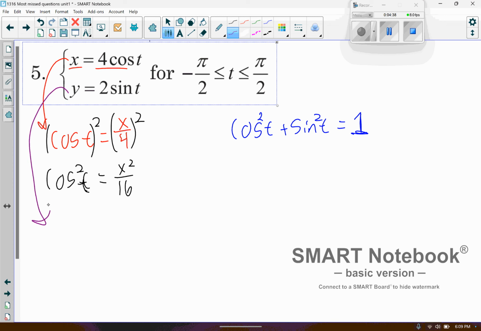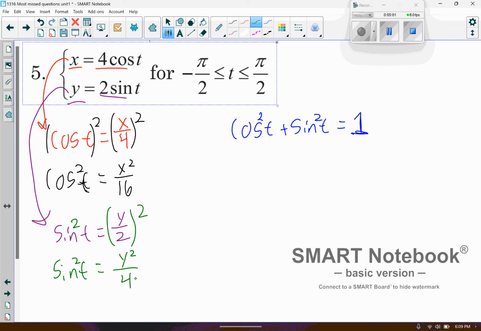Then on the second one, it's basically the same thing. We're going to divide by 2 on both sides to get started, and so we're going to have sine of t is equal to y divided by 2. Then we're going to square both sides, and so we end up with sine of t squared is equal to y squared over 4.